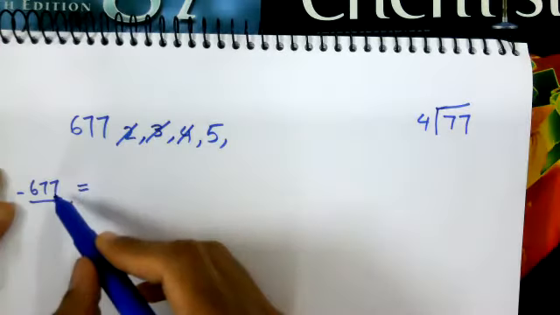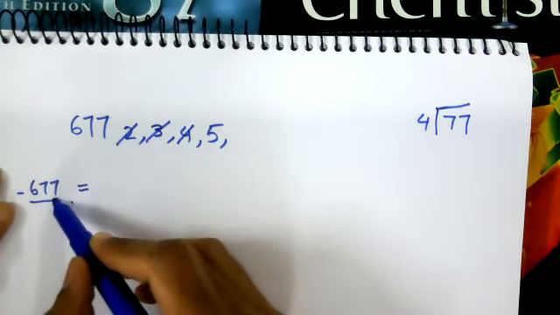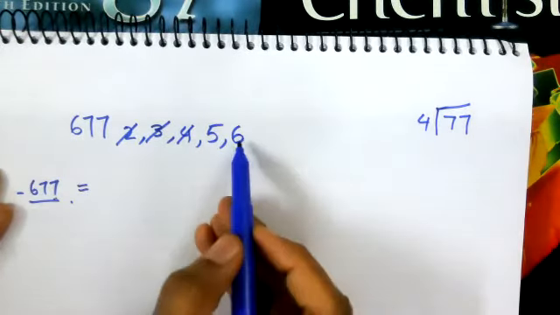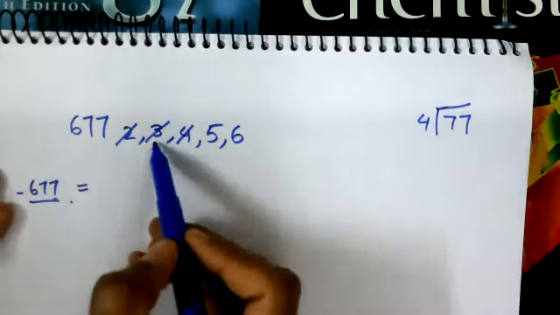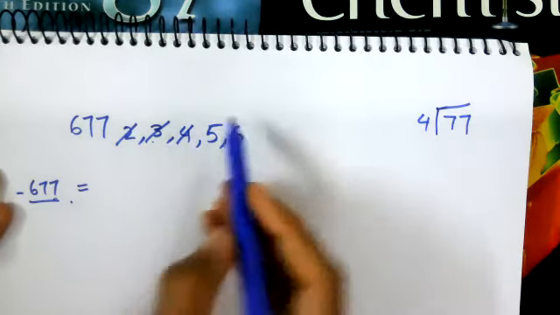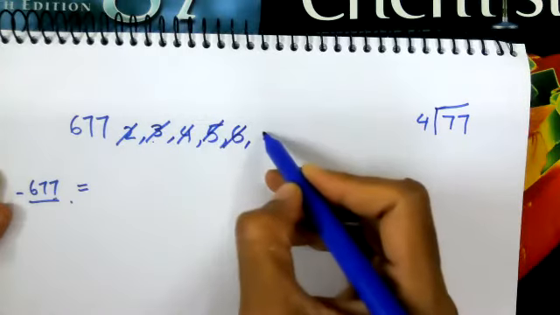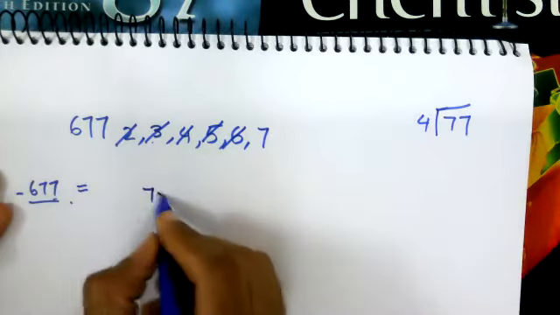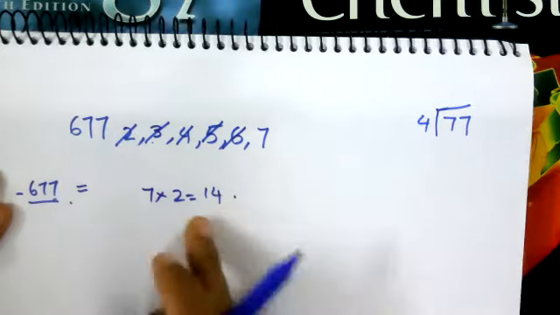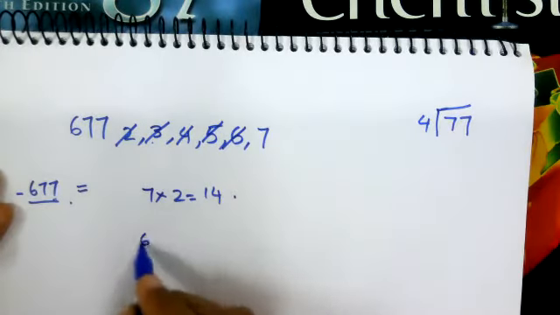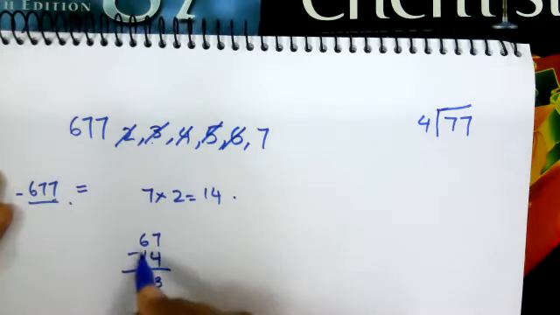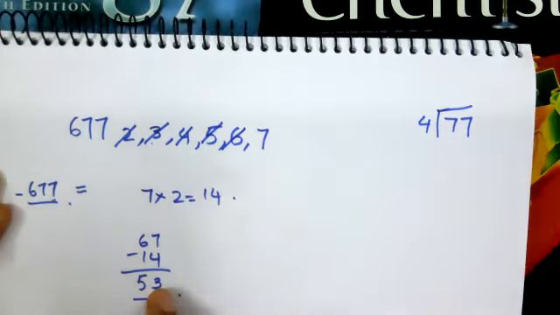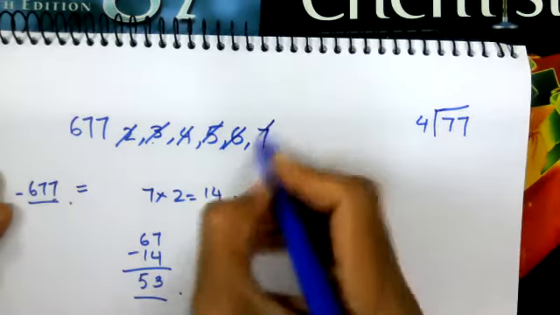Then 5 also is not a factor because the last digit is not 0 or 5. Then 6. For 6, the number has to be divisible by both 2 and 3, and we just saw that it is not divisible by 2 and 3. So 6 is also not a factor. Then 7. For 7, you will have to double the last digit. Doubling the last digit 7 gives 14. 67 minus 14: 7 minus 4 is 3, 6 minus 1 is 5, so 53. 53 is not divisible by 7, right? 7 8s are 56. So this is not divisible by 7. Then let's talk about 8.